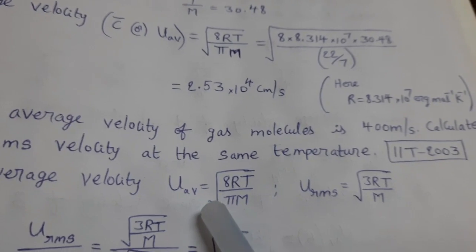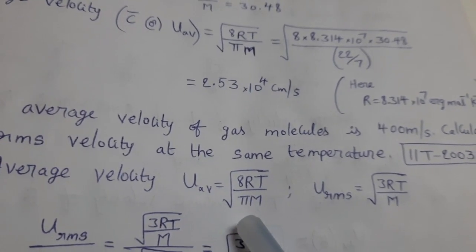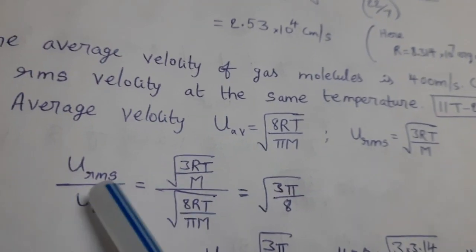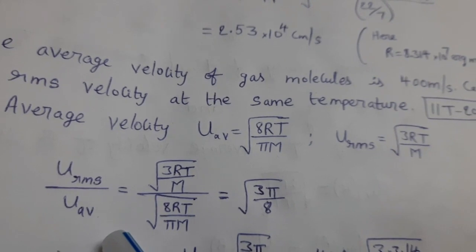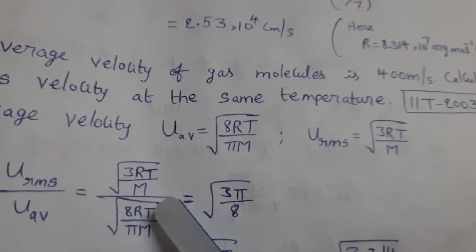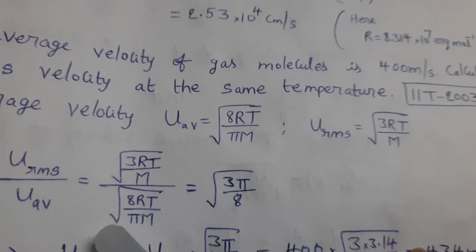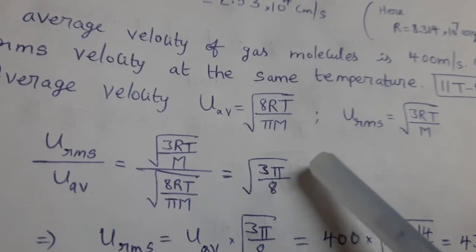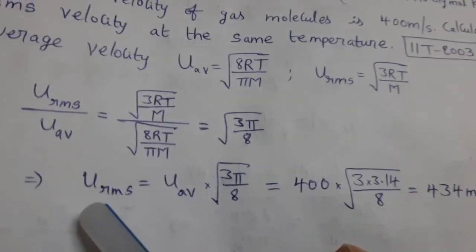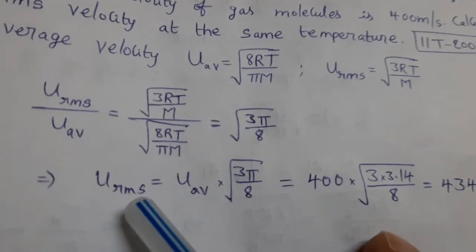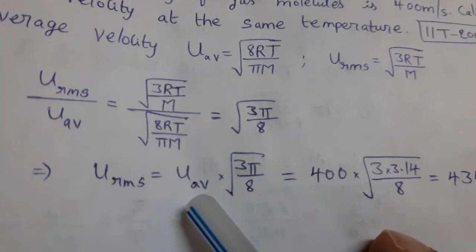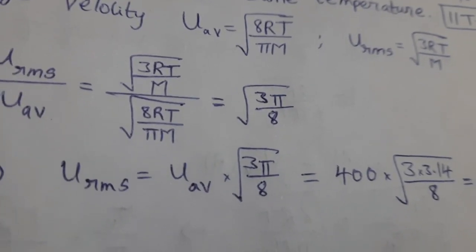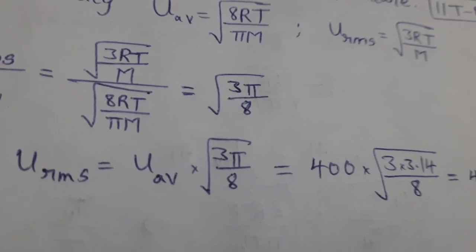So average velocity formula is square root of 8RT by pi m, RMS velocity equal to square root of 3RT by m. Now RMS velocity divided by average velocity, that equal to square root of 3RT by m divided by square root of 8RT by pi m. From this we can get square root of 3 pi by 8. So RMS velocity we want. So that's why RMS velocity equal to average velocity into square root of 3 pi by 8. Substitute pi value.